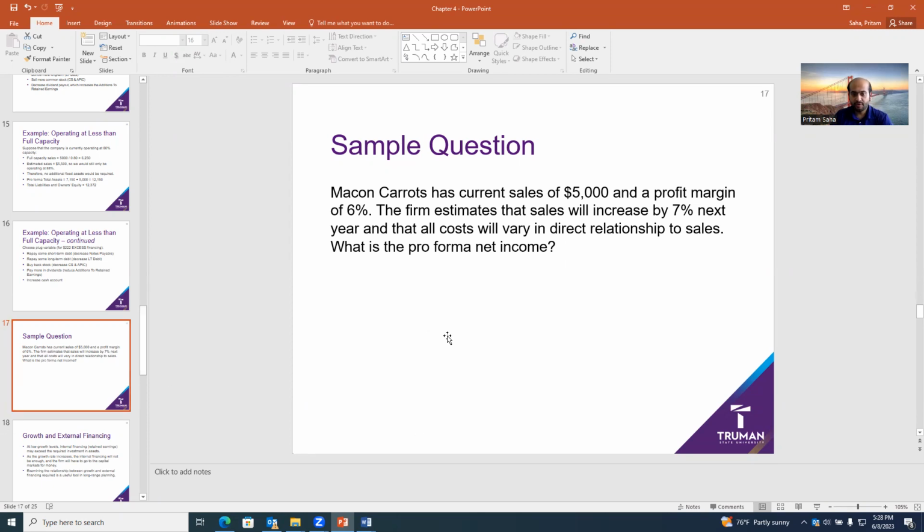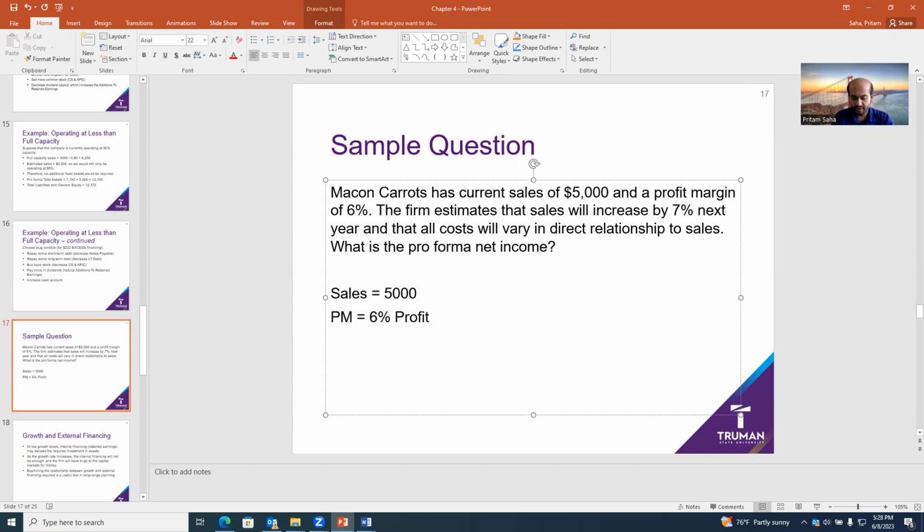So this is trying to tell you current sales is $5,000, okay? Profit margin, PM, is basically 6%. So that means net profit should be 5,000 times 0.06. I'm sorry, I said 6,000 and 0.6 earlier, but it is 5,000 times 0.06. So this is current profit, this year's profit.